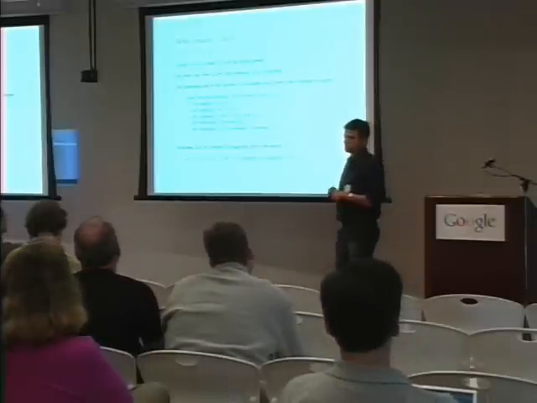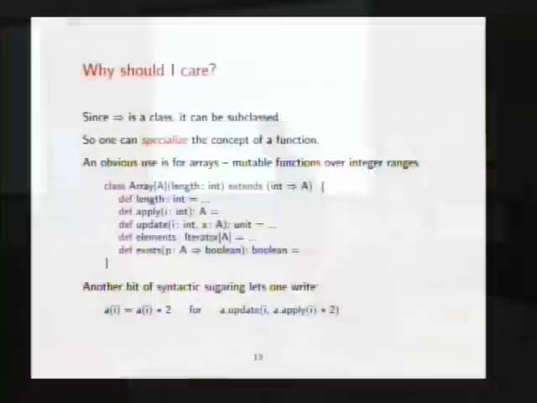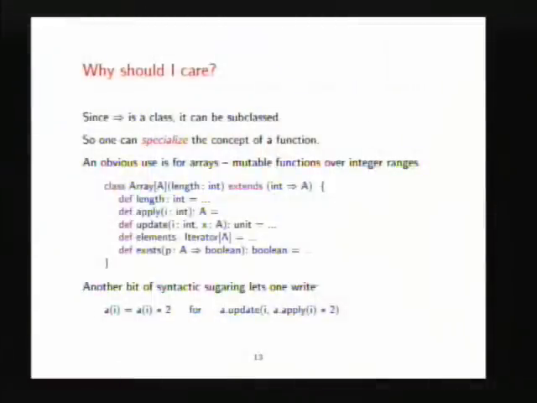OK, so good. You might say, well, that's maybe a consequence of this design, that Scala is both functional and object-oriented. Is there any use of that? Why should I care about that? Well, one nice consequence is that since the function arrow is a class, it can be subclassed. So it means that function can actually be the root of a complete class hierarchy of specializations.